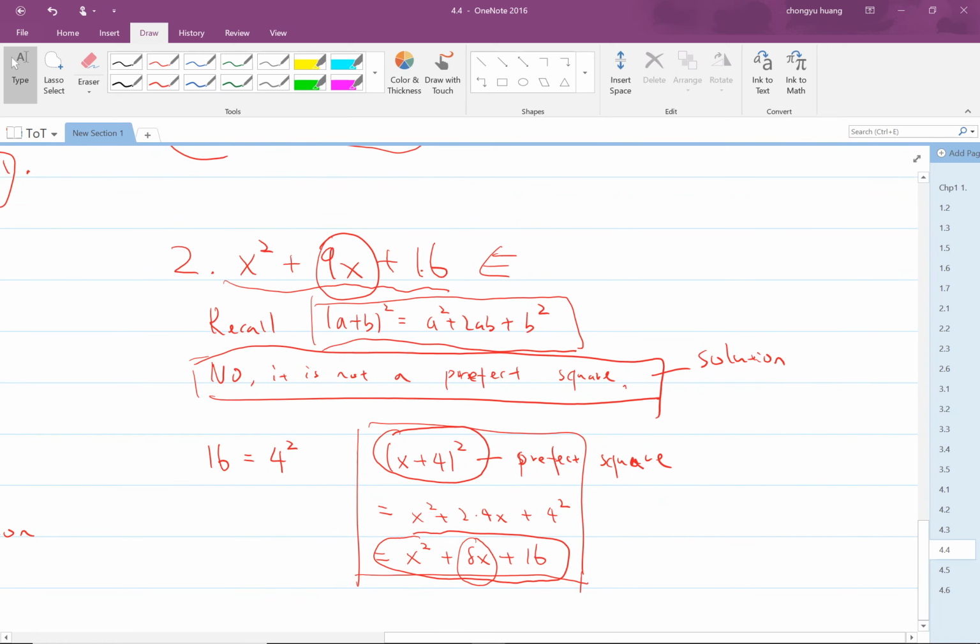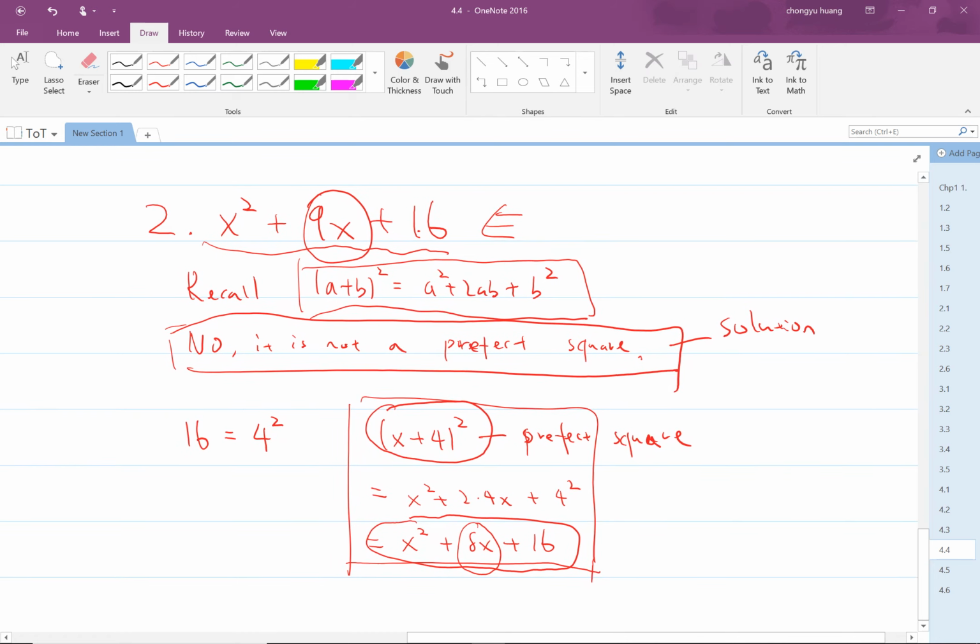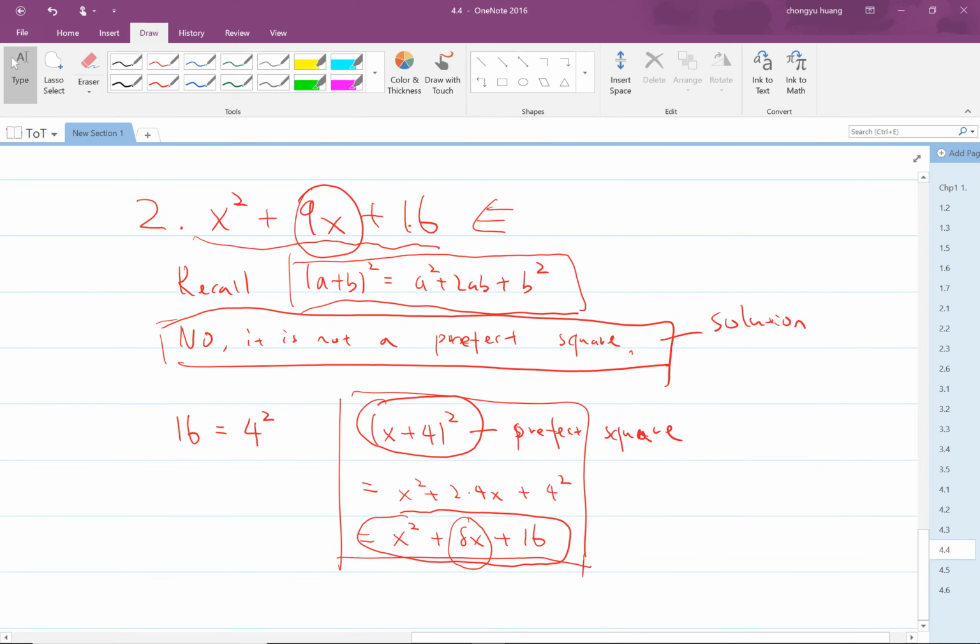Okay, I think you guys don't understand why it is not a perfect square? Because it is different, right? Okay.